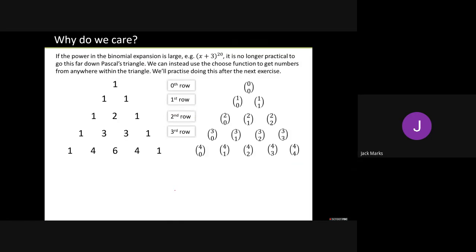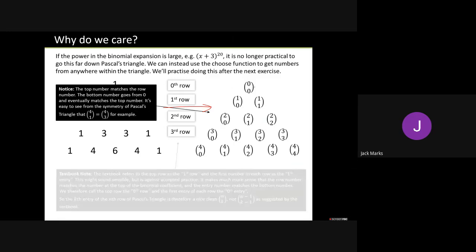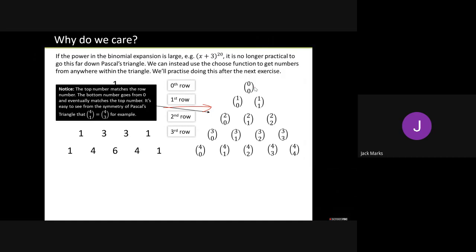So why is it useful? Well, now we know that these numbers can be generated from this. Notice as well that we have positions of choose 0, choose 1; choose 0, choose 1, choose 2; choose 0, choose 1, choose 2, choose 3. So you always have how many terms? One more than the row number.